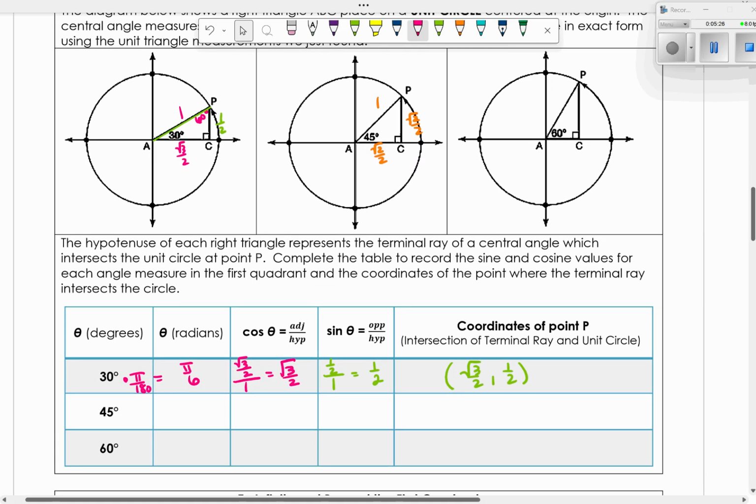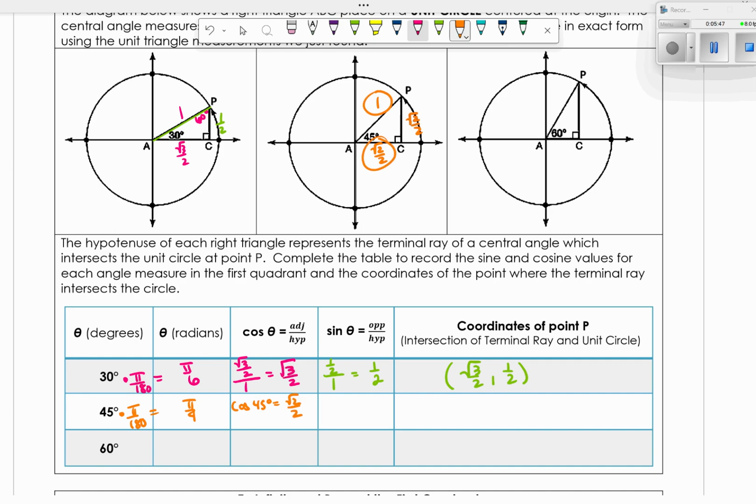So for 45 degrees, if we multiply this by pi over 180, we get pi over 4 for the radians. So the cosine of 45 degrees would be the adjacent over the hypotenuse. The adjacent is root 2 over 2, the hypotenuse is 1, so this would just be root 2 over 2. And then the sine of 45 degrees would be equal to the opposite over the hypotenuse, which is root 2 over 2 over 1, so root 2 over 2.